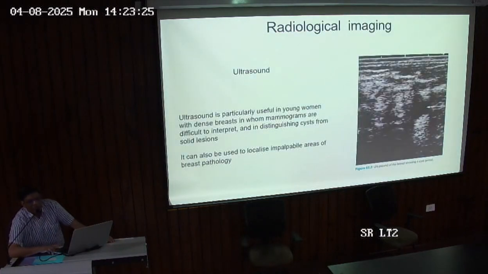Now we come to radiological imaging, starting with ultrasound, which we discussed. Ultrasound is particularly useful in young women. Why? Because they have dense breasts, where mammograms are difficult to interpret, and for distinguishing a cyst from a solid lesion. USG is the best modality to differentiate between a cystic and a solid structure. It can also be used to localize impalpable areas of breast pathology. Suppose you clinically miss a lump, that can be picked up on sonography. So that's why it's required.